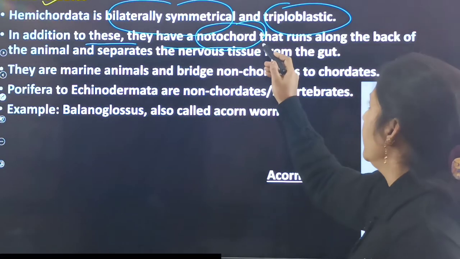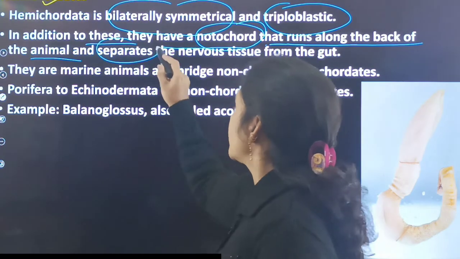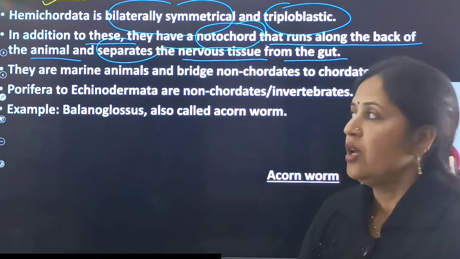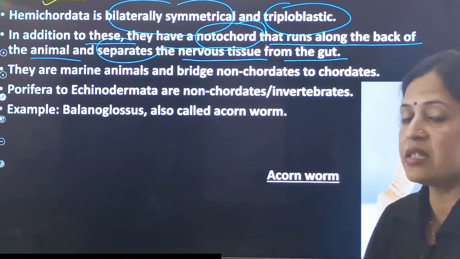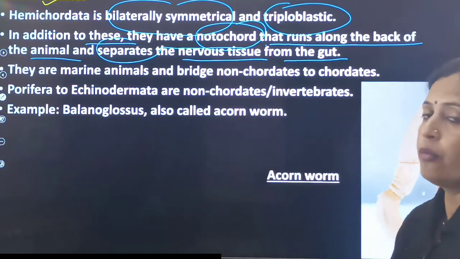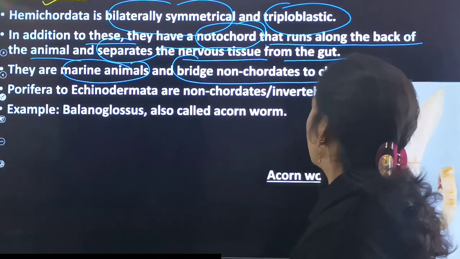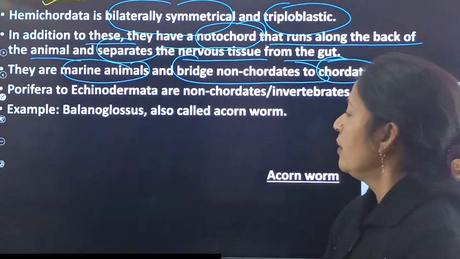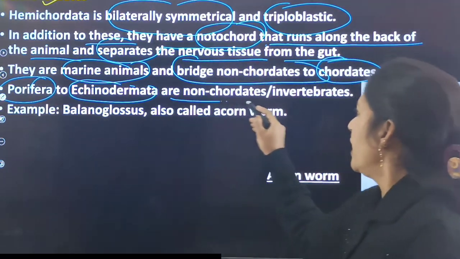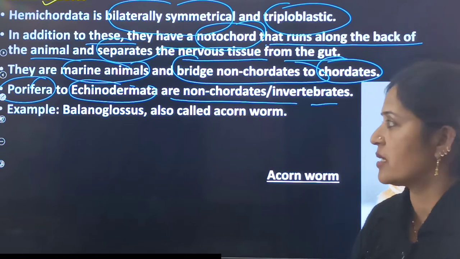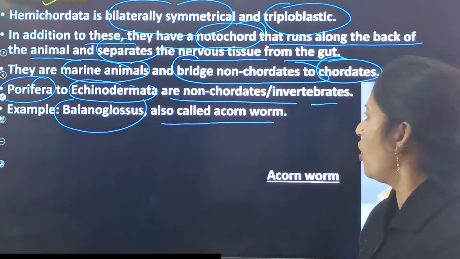This notochord runs along the back of the animals and separates the nervous tissue from the gut. They are marine animals and bridge non-chordates to chordates. From Porifera to Echinodermata are non-chordate invertebrates. Examples are Balanoglossus, also called acorn worm.